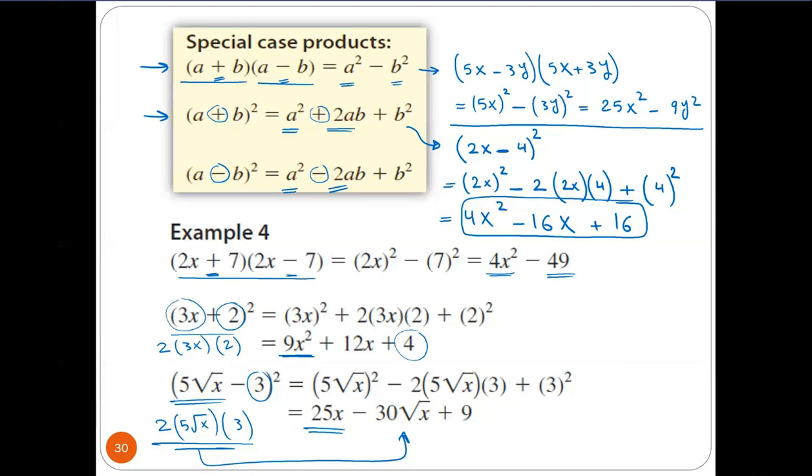Okay, I will put another example. Okay, wait.